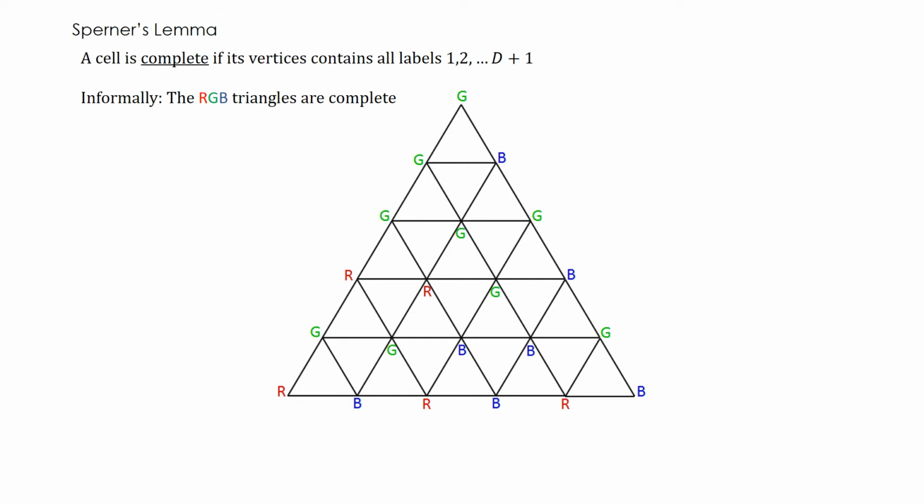A cell is complete if its vertices contain all the labels 1 through d plus 1. Informally, an RGB triangle is complete. So this is an RGB triangle. It's complete. This triangle is GGB, so it's not complete. This is complete. This is not complete again because this is R, B, and B, and so forth. And of course, the large triangle is also complete.